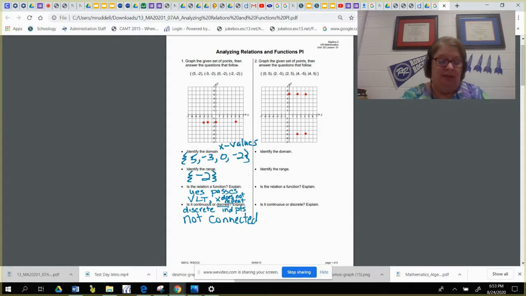Identify the domain. The domain is the set of all the x values. Since they're ordered pairs, we're just going to list the x's that we have. And those would be 0, 2, and 4. Remember, if they're repeated, you only have to list them once. Oh, but they're repeated. That tells us something, doesn't it? Identify the range. What are the y values? 5 and negative 5.